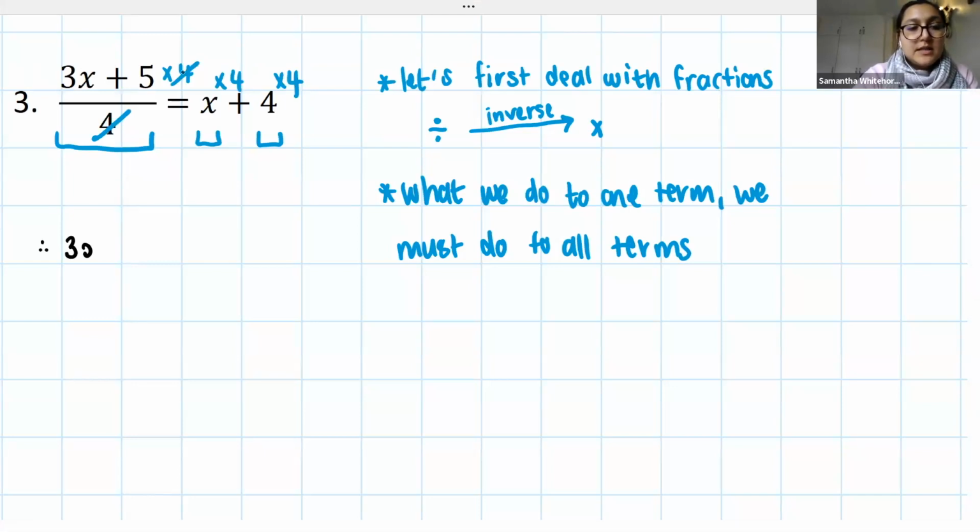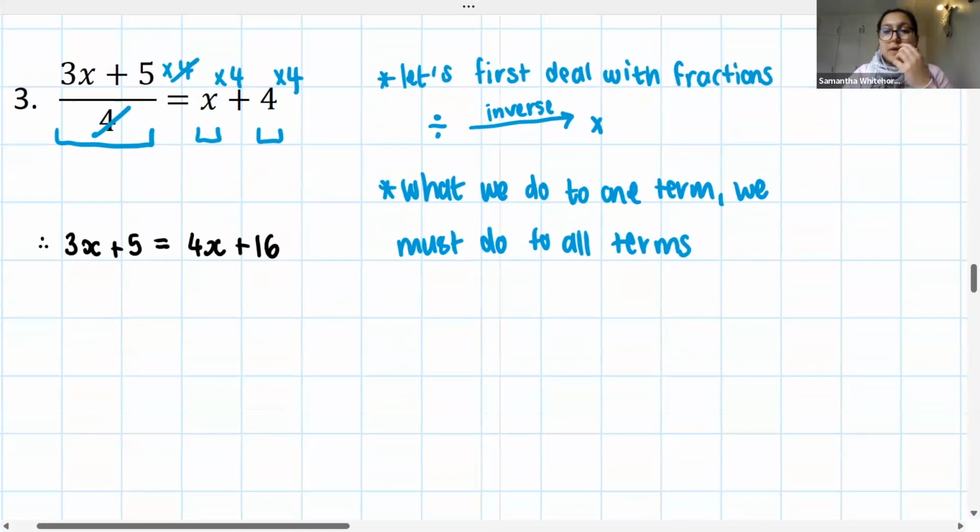So the left-hand side is now just 3x plus 5 because I got rid of that fraction. But now what I need to remember is that I'm timesing the two terms on the right-hand side by 4. So x times 4 is 4x, and 4 times 4 is 16. So now on the right-hand side, I've got 4x plus 16. Now this is a much nicer equation to deal with. Okay, I go back to those first three basic steps that I had: get my x's to the left, constants to the right, solve my equation.